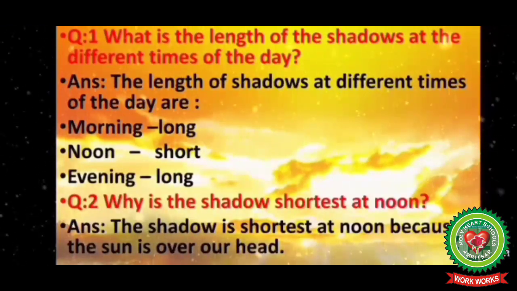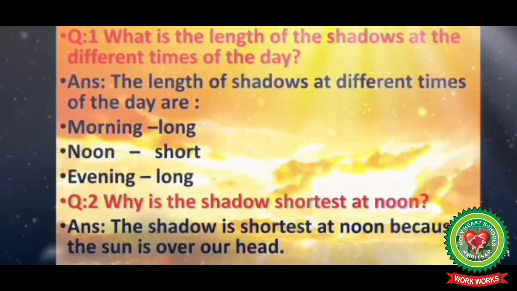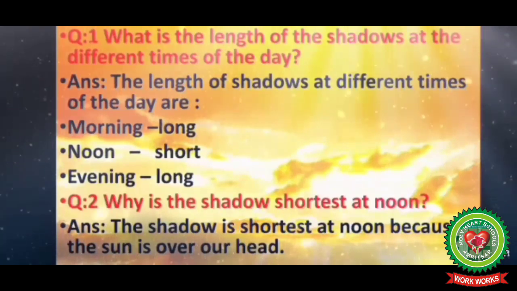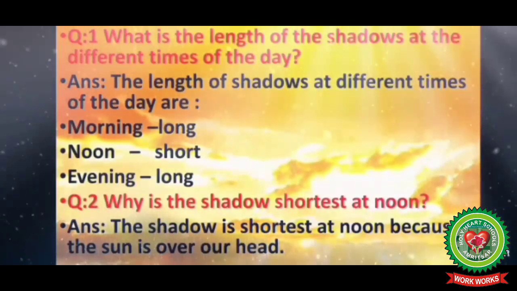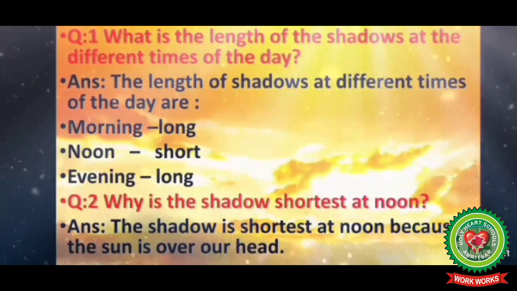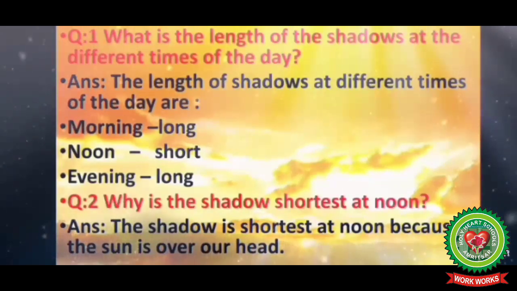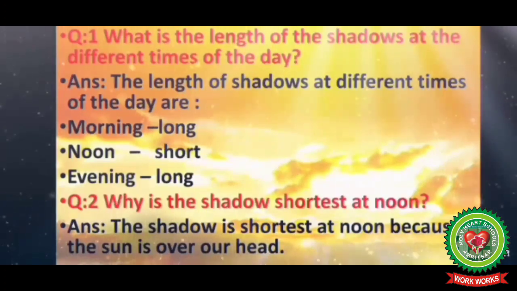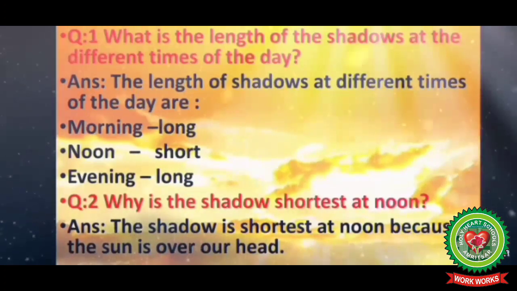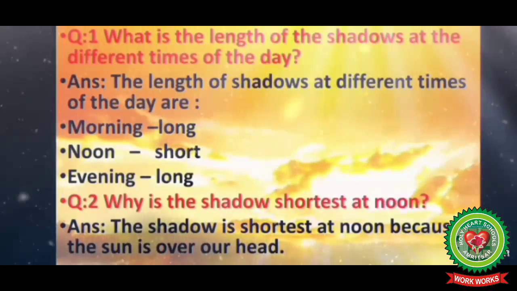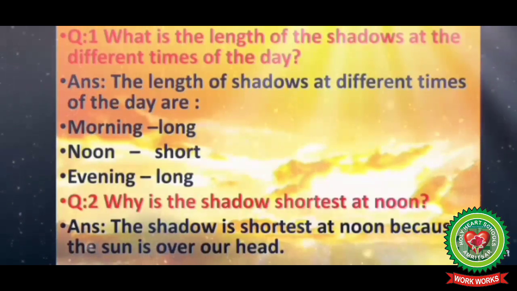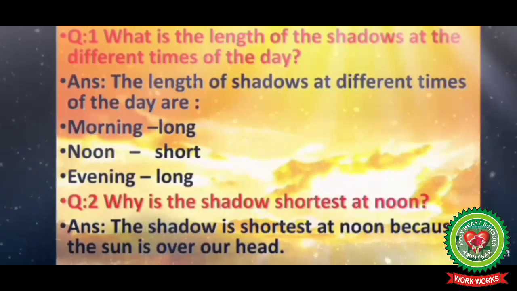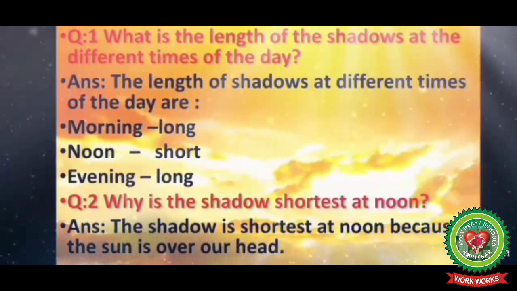Now, let's discuss some questions of this topic. Number 1 is, what is the length of the shadows at the different times of the day? The length of shadows at different times of the day are: in morning, long; at noon, short; in evening, long. Why is the shadow shortest at noon? The shadow is shortest at noon because the sun is over our head.